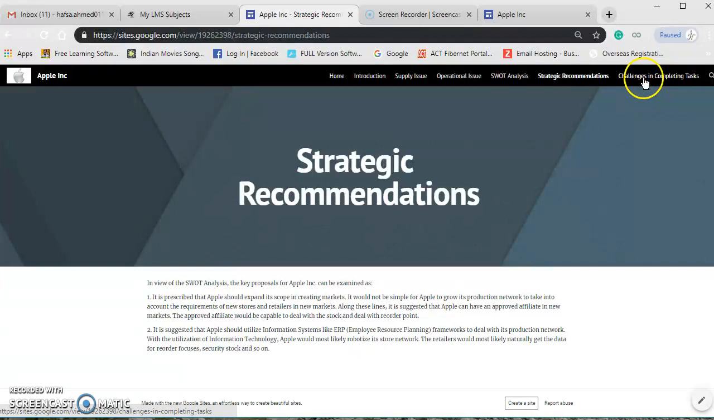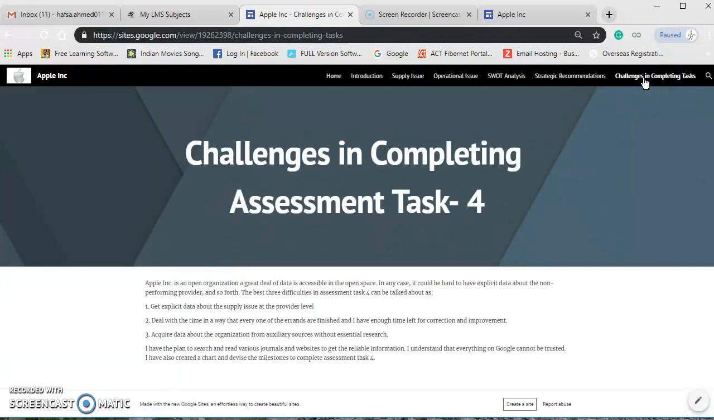I have faced some challenges in completing task 4, which are: obtaining specific information about the supply chain and supplier levels, managing the time in a manner that all the tasks are completed, and I think I have enough time for revision and improvement. Obtaining information about the company from secondary sources in the absence of primary research. Well, I have planned to search and read various journals and websites to get reliable information.